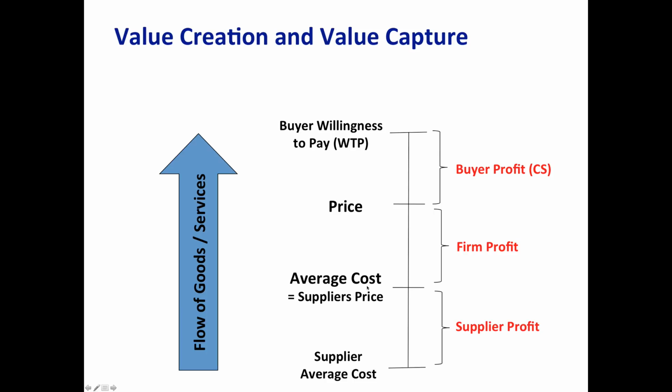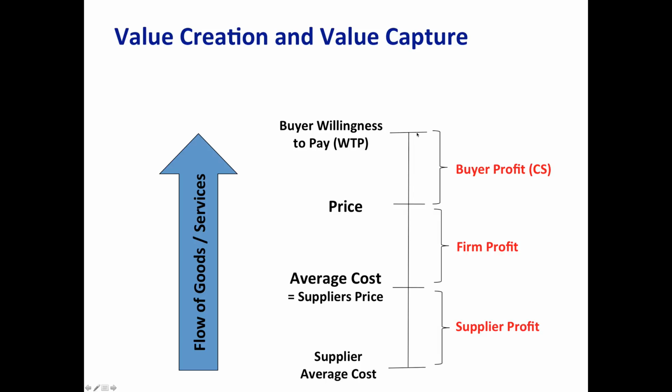The focal firm incurs some expenses to produce an output, a final good, which they sell at a price to some buyers. And so the costs and the prices determine the allocation of value between customers, who you can think of as capturing buyer profit or consumer surplus, the firm, who makes its share of the total pie, its profit, and the suppliers, who also get a bit of the profit.